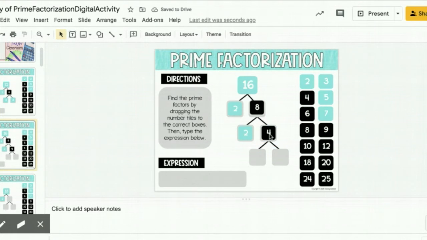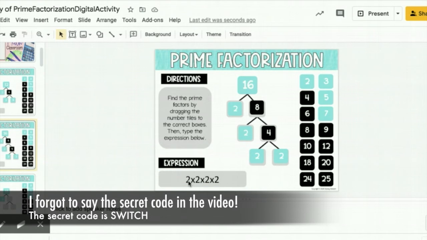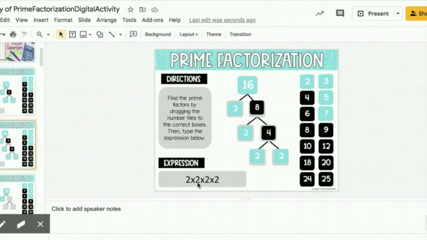4 is not prime, so 4 has got to be split up into a multiplication problem. I know that 2 times 2 is 4. So now I'm done with all my prime factorization, so now I've got to find my actual expression. So I'm going to multiply all my prime numbers together. So that would be 2, 2, 2, and 2. So that would be equal to 2 times 2 times 2 times 2. If you wanted to double check, you could just multiply it all back together, right? 2 times 2 is 4, times 2 is 8, times 2 is 16, which is what I started off with.